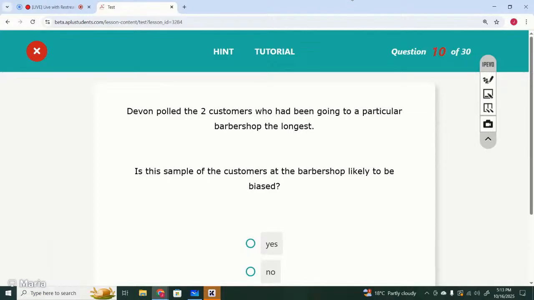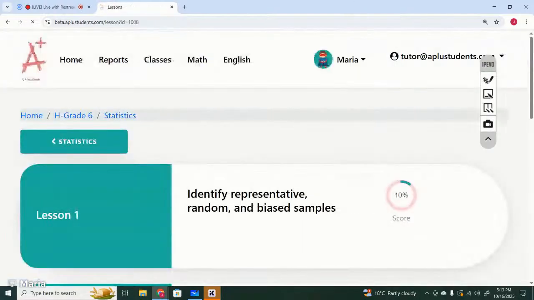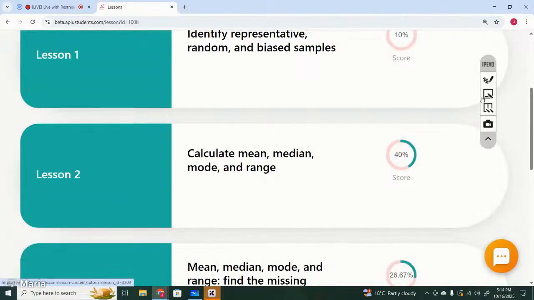Okay, you can complete the lesson by yourself later today. Let me just move on to the next lesson. The next lesson is calculate mean, median, mode, and range.